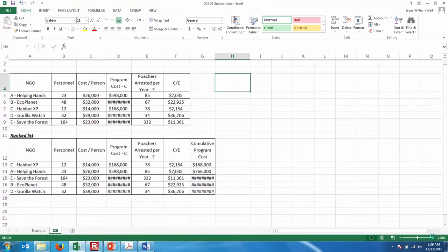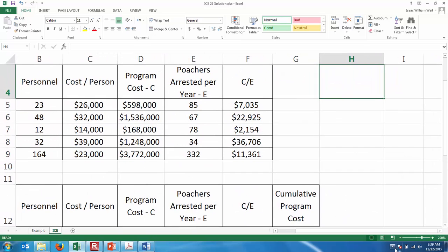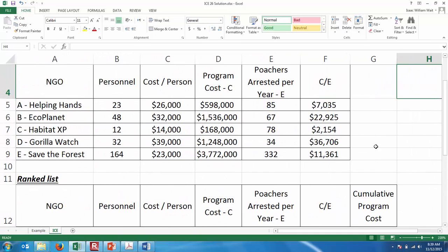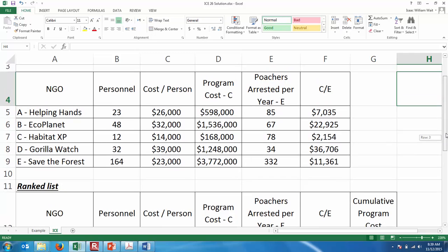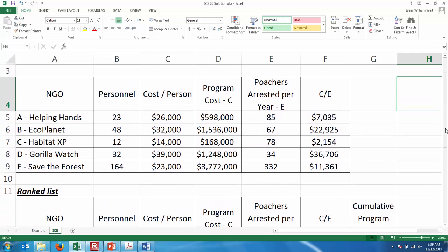First thing I did is find the program cost for each one. That's what's in column D. And then the cost to effectiveness ratio, you can see, is the total program cost divided by the poachers per year. So the best one is Habitat XP, then Helping Hands is next.